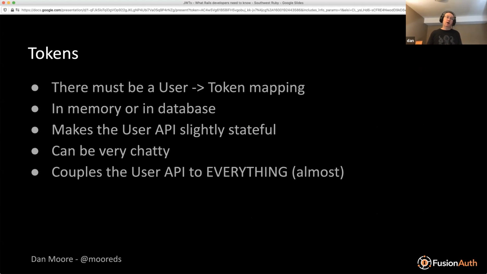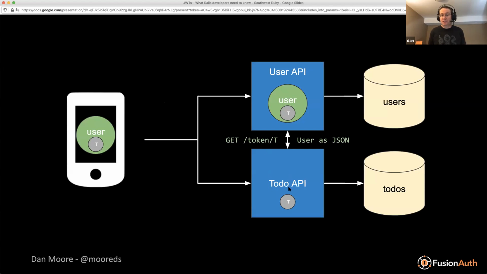The issues are that you now have the user API having to be stateful. It needs to know who has logged in. It needs to be able to store that data in memory or in a database. And the biggest problem I see is that it's very chatty. The to-do API needs to talk to the user API whenever it gets a token, unless it implements some sort of caching. It could implement caching over here in the to-do API.